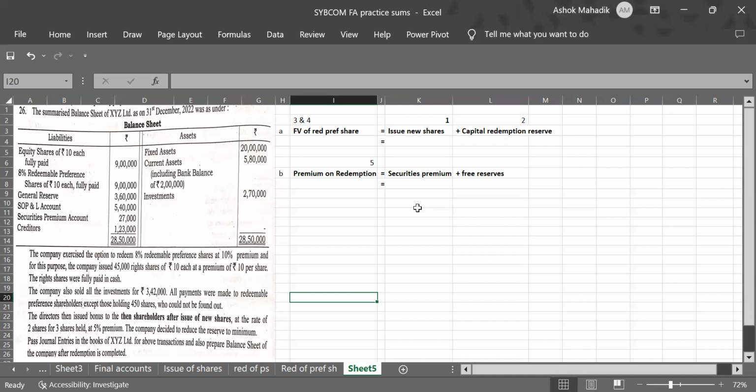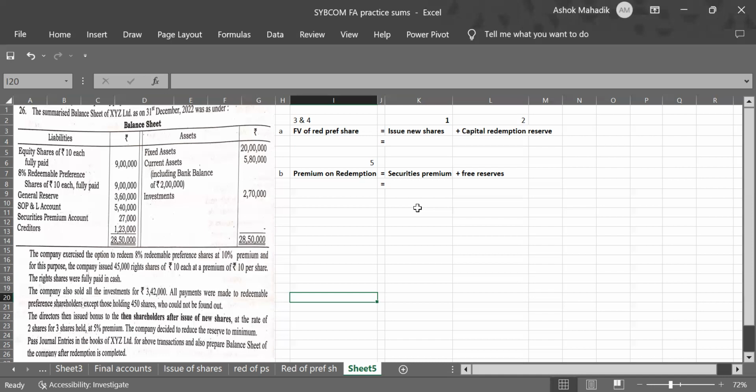Creditors is your current liability. On the asset side, we have fixed asset. Then current assets, it says including bank balance of rupees 2 lakh. It means other current assets must be 5,80,000 minus 2 lakh, that is 3,80,000. Clear? Investment worth 2,70,000 also. Okay, it's a given balance sheet and it's a tallied one. Okay, I'll read the additional information.